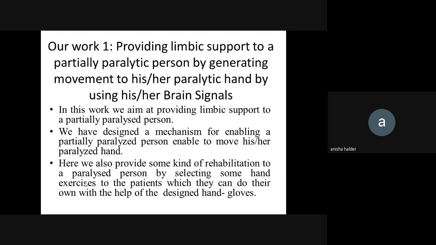Here we are developing the artificial hand first. We are developing this part, and after that we will go to the artificial leg part also. First we want to provide some support in the upper limbic part, the hand part. Fine. So first, in this work, we aim at providing limbic support to a partially paralyzed person. We have designed a mechanism for enabling a partially paralyzed person unable to move the paralyzed hand. Here, we also provide some kind of rehabilitation to a paralyzed person by selecting some hand exercises for the patients, which they can do on their own with the help of the designed hand gloves.